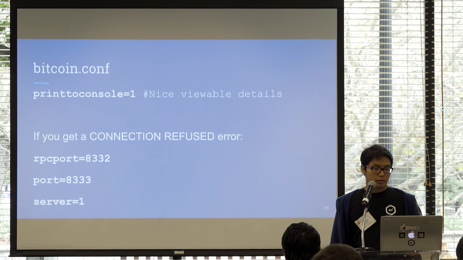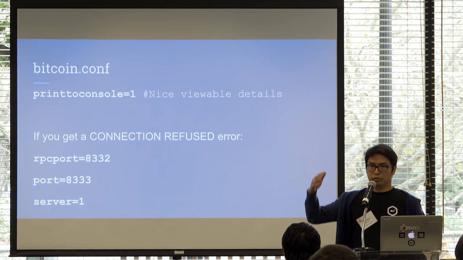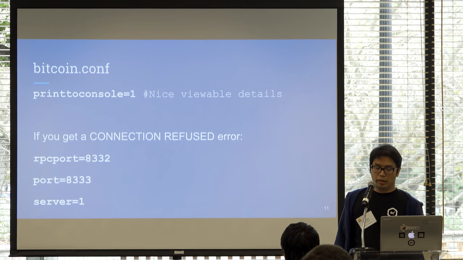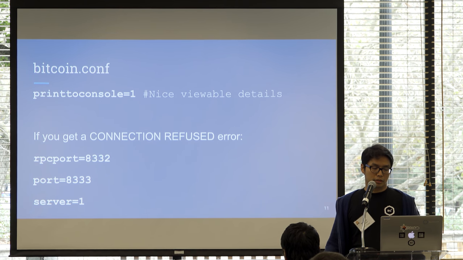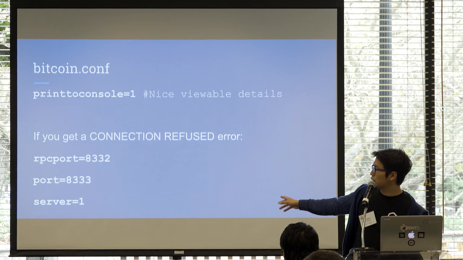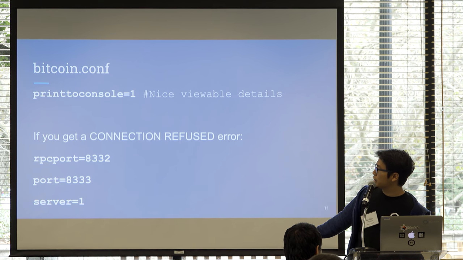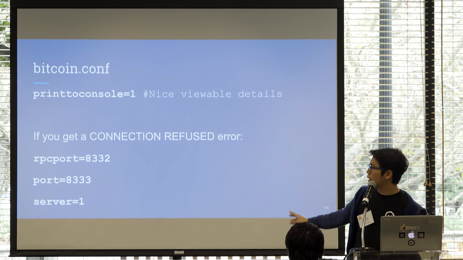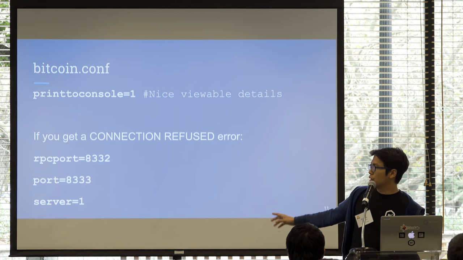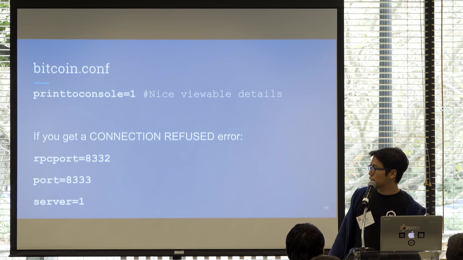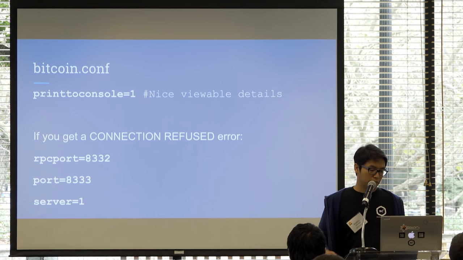I also find print to console useful, because it gives you nice outputs from bitcoind, so you see if there's some stuff going on. And this is particular to RPC: if you're trying to connect through the RPC, sometimes you get connection refused errors, so it's best to set it explicitly. The default RPC host is 127.0.0.1 and the port is 8332, and you set server to one so it's responsive to outside RPC commands, and usually that fixes it.